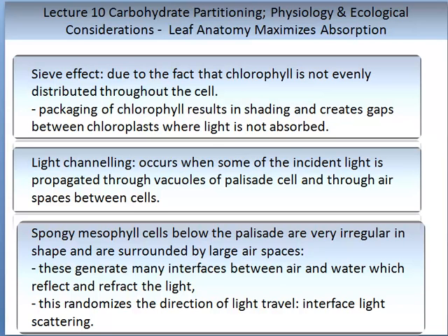The spongy mesophyll cells between the palisades are very irregular in shape and are surrounded by large air spaces. This generates many interfaces between air and water which will reflect and refract the light. This has the consequence of randomizing the direction of light travel, interface light scattering.